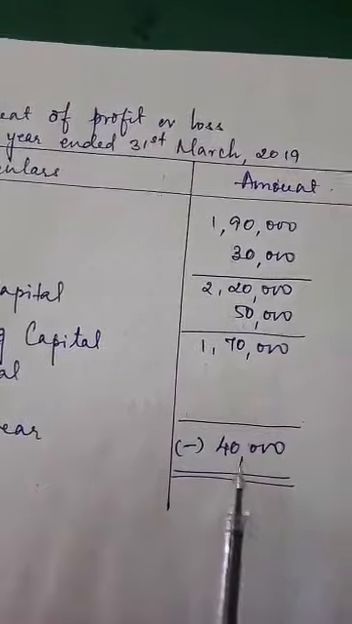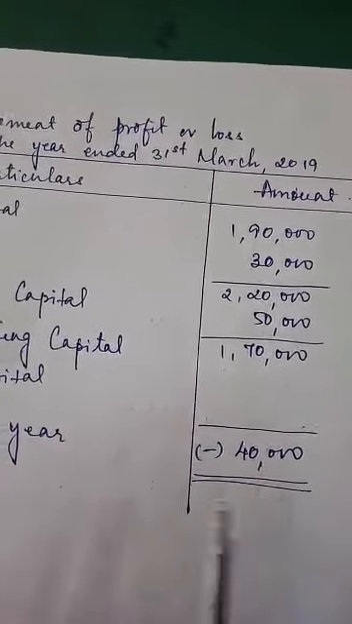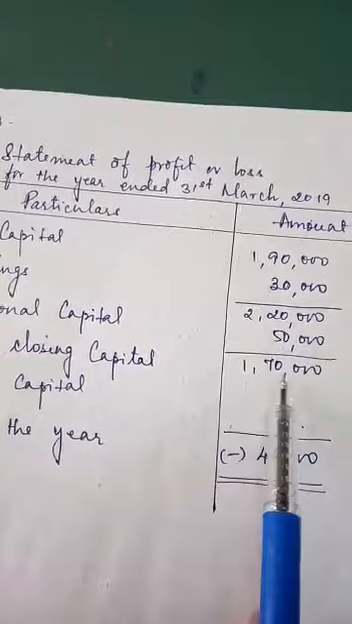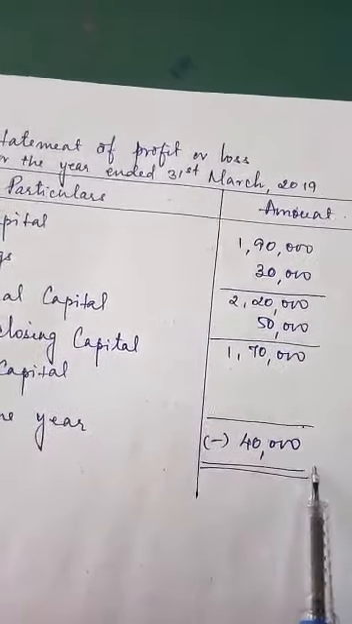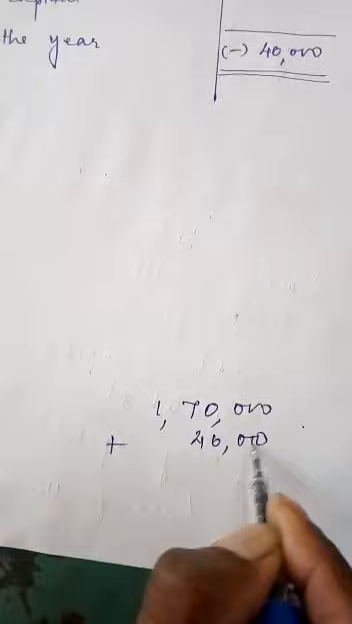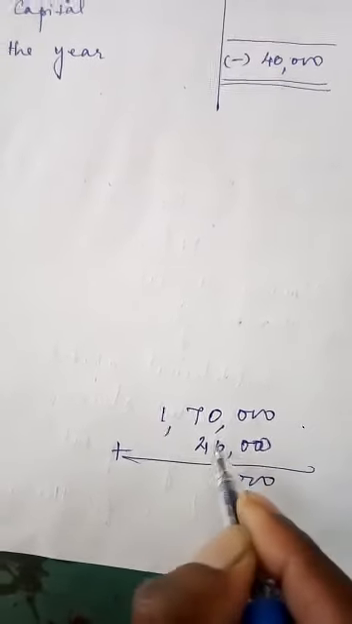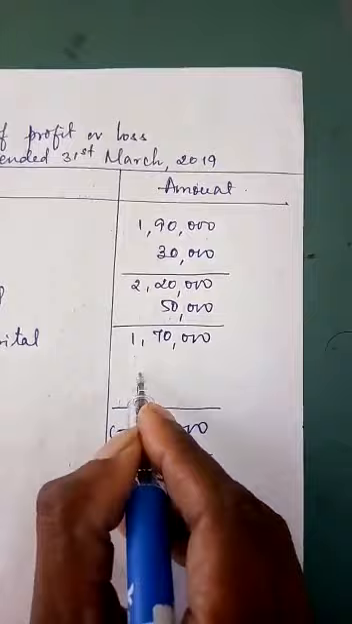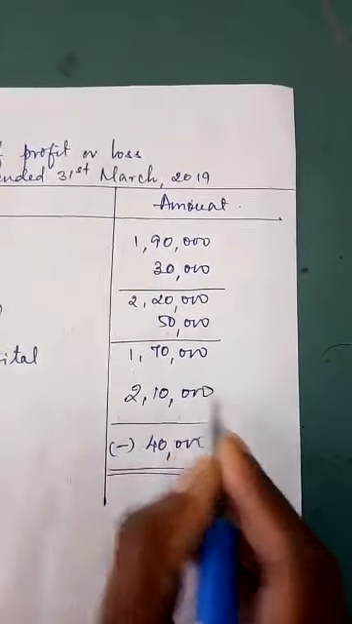It's a loss. So if this is a loss, it indicates that this should be greater. So what should we do? We should add 1,70,000 with 40,000. So for example, 1,70,000, you add 40,000 and it will give us 2,10,000. So your opening capital answer is 2,10,000. I hope you understood this.